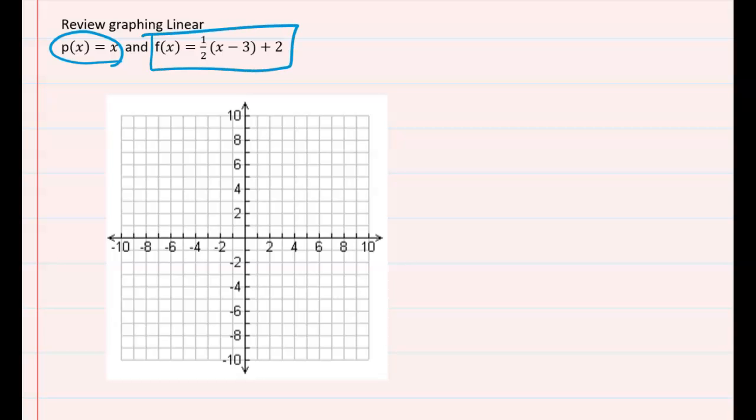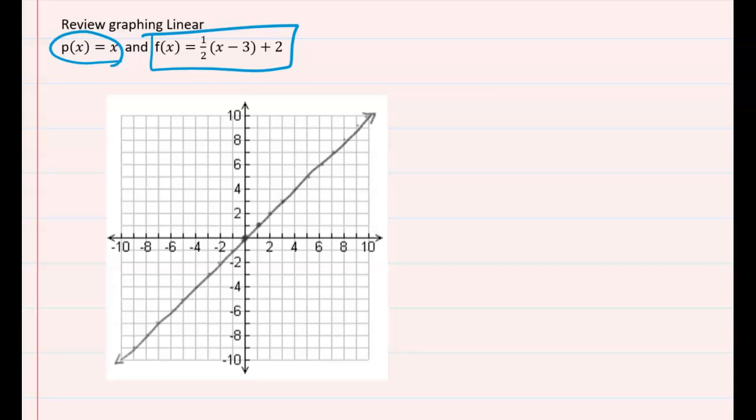So our parent function is linear, and it's what we call the identity function because it would be (0, 0), and then when I plug in 1, 1 is the same thing as (1, 1), (2, 2), (3, 3), (4, 4), and you can see the pattern as it goes all the way up and down our graph. This is what we call our parent function. It's the identity. We can see that it has a slope of 1, goes through the origin.